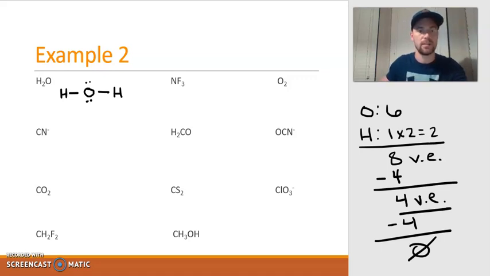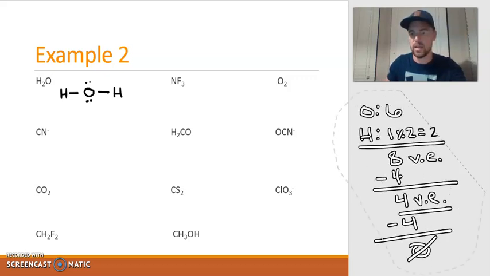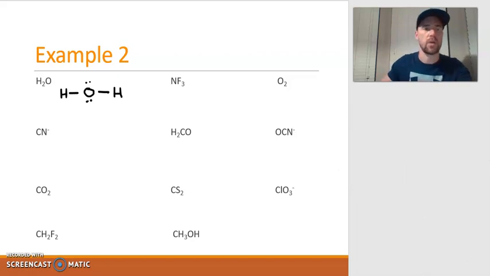All right. So let's take a look at another example. Let me first get rid of this so I have some space. All right. Let's look at NF3.